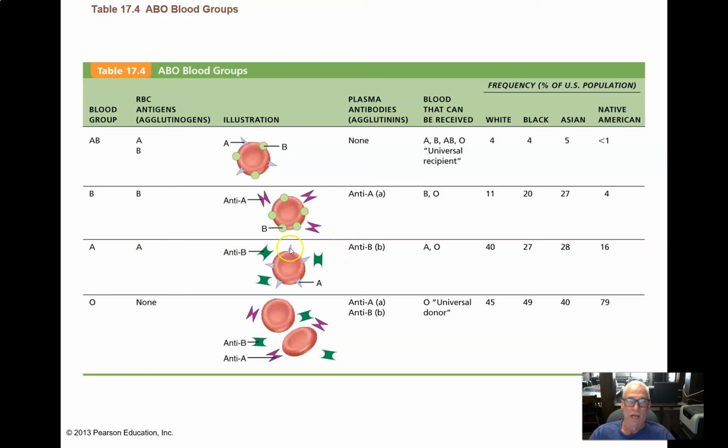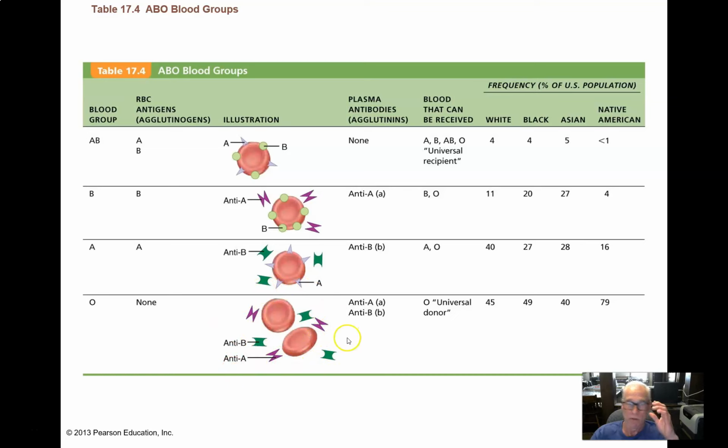Some people only make antigen A, not antigen B, and therefore they have antibodies against antigen B in their circulation. And finally, people with type O blood have neither allele, so they don't make either of the antigens. Their blood cells are blank in that sense, but they make antibodies against both of those two antigens. So now they have antibodies against A and B.